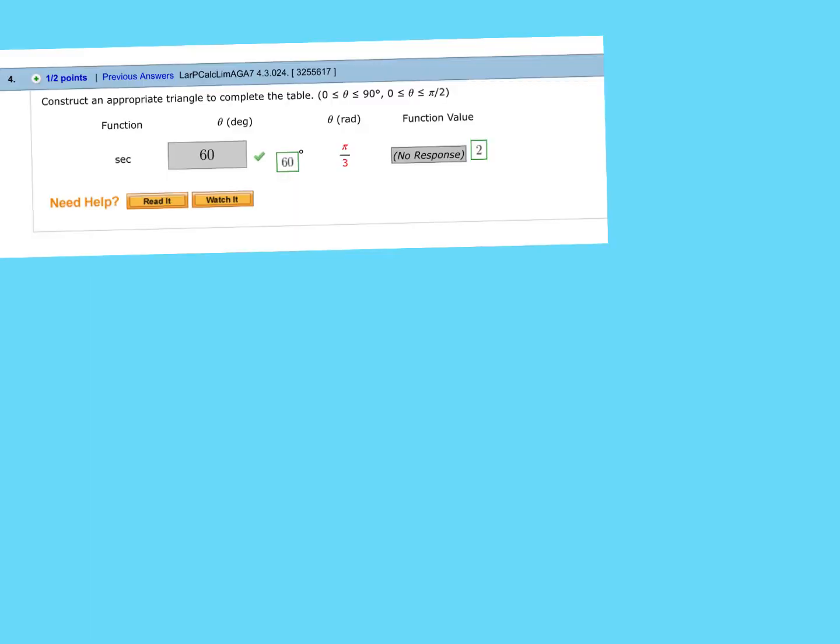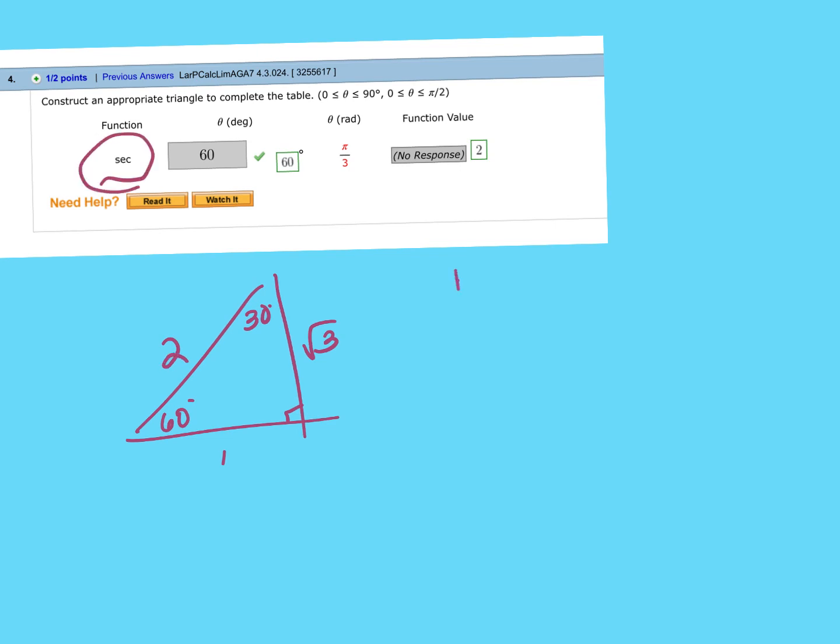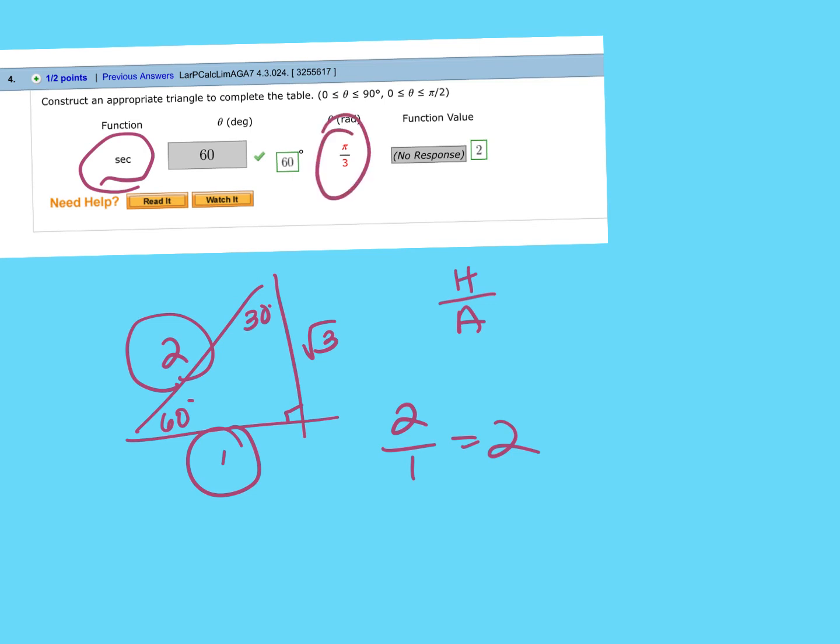Yeah. So if it's a 30, 60, 90 triangle, the sides are 1, root 3, and 2. The secant is the reciprocal of cosine. This would be hypotenuse over adjacent. Hypotenuse is 2, adjacent is 1. If you use the unit circle at pi over 3, that coordinate point is 1/2 and root 3 over 2. The cosine is 1/2, so you flip it to get 2. So you could use either one. Okay, that's why I was confused.